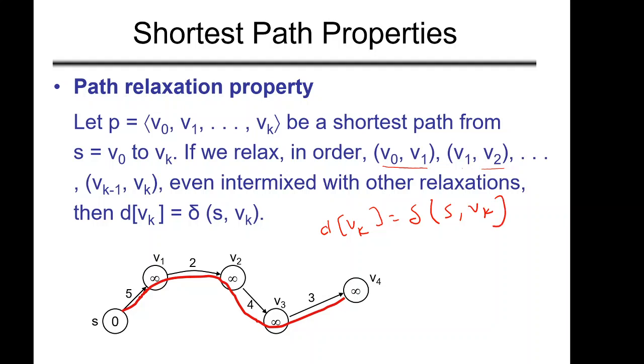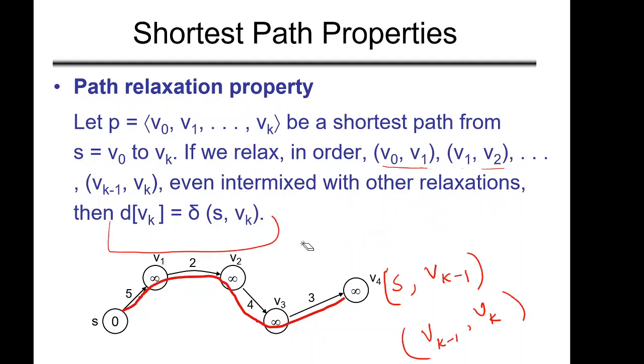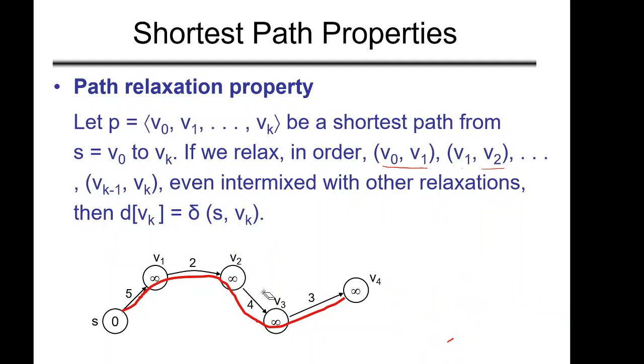Why? Because if we have already relaxed it, we can follow the previous property. So whenever we reach Vk minus 1, we have already relaxed this edge. Okay, and once we relax the edge to Vk, then we have the shortest path at D of Vk. So the path relaxation property says if there is a path from V0 to Vk, and that is the shortest path, and if we relax all the edges along it, we can get the shortest path at D of Vk.